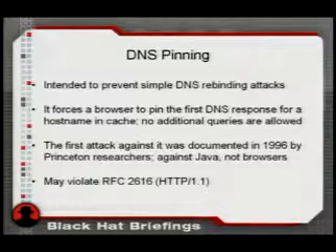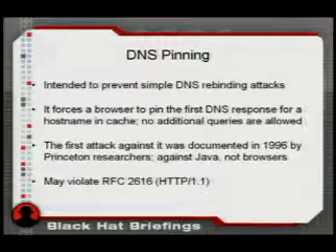DNS pinning was introduced to prevent this type of attack. Essentially, it causes a browser to lock the first IP address it sees for a hostname into its cache, to pin it there. In theory, all subsequent requests to the same hostname should use that IP address, and no further requeries of DNS during that pinning period should be possible. The first attack against DNS pinning was documented in '96 by some researchers at Princeton. It was against the JVM, not against web browsers, so I'll go into detail about it more later.